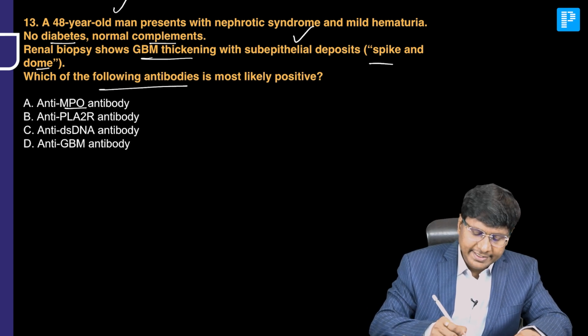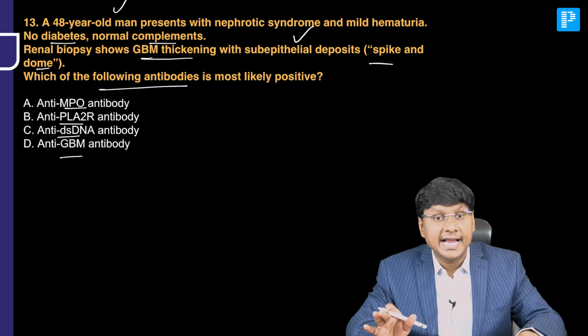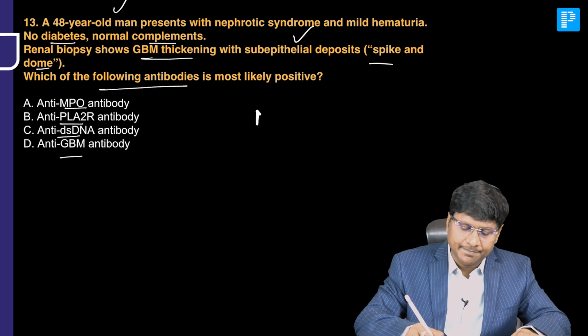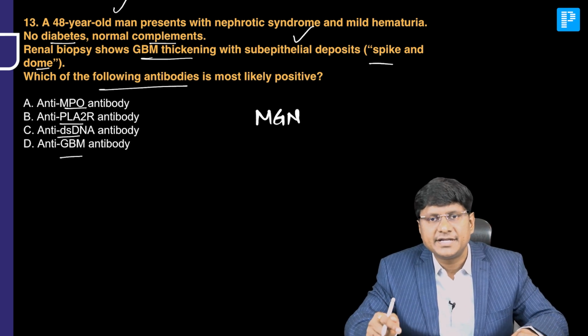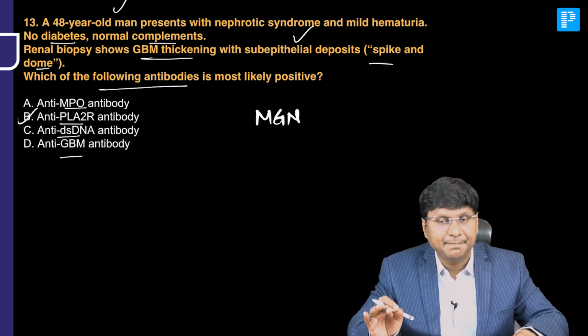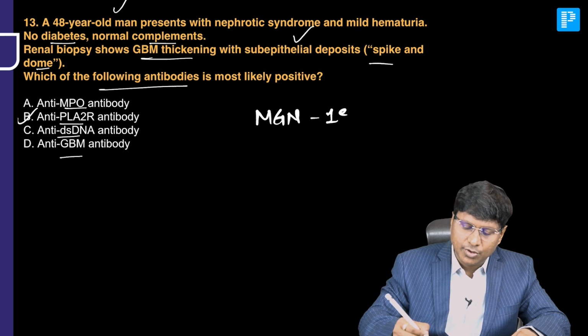Anti-myeloperoxidase antibody, then anti-PLA2 receptor antibody, anti-dsDNA antibody, anti-GBM antibody. So the antibody that you have, what is this basically? This is a clinical scenario suggestive of membranous glomerulonephritis. And this membranous glomerulonephritis is caused by anti-PLA2 antibody. That is your primary membranous glomerulonephritis.